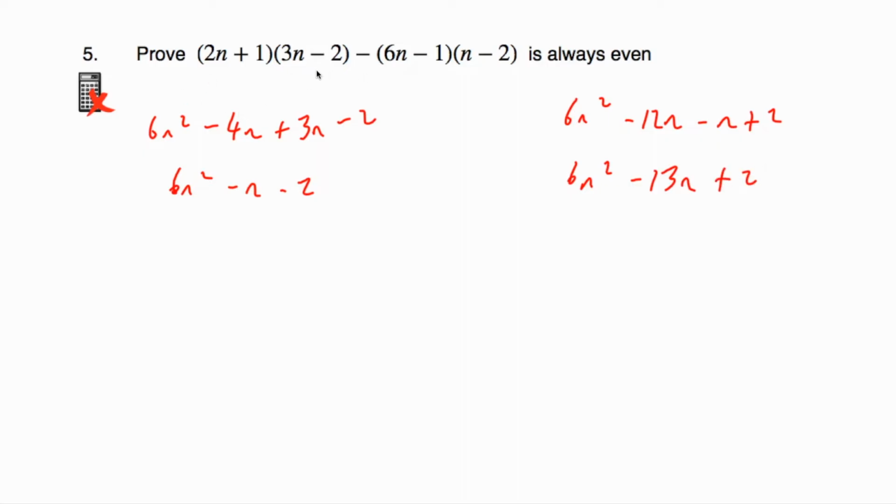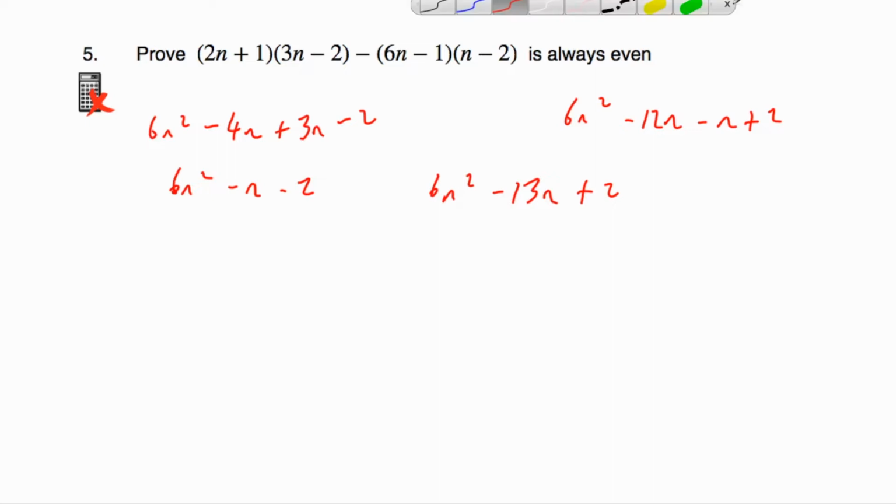Now we've been asked to prove that whenever we take these away that it's even. So we're going to take away these results. So we're going to do 6n squared minus n minus 2 subtract 6n squared minus 13n plus 2. And it's important to know that we're subtracting all of this. So let's move it over. You probably can't do this if you're writing this down. And we're going to take away all of this. So let's put it in a bracket. That's very important that we're taking away all of it.